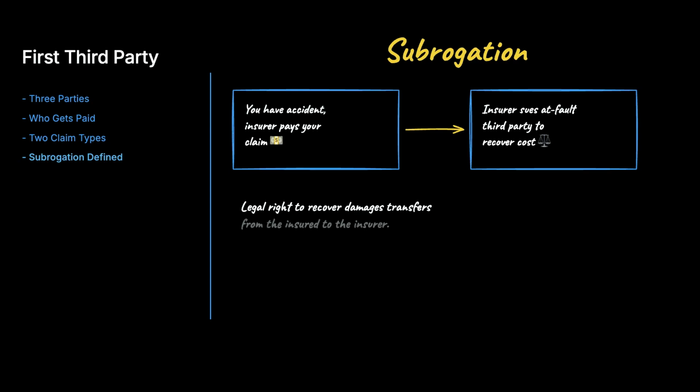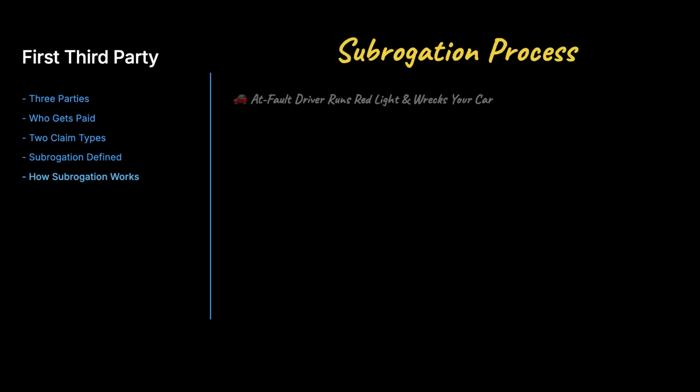This brings us to subrogation, one of the most elegant ideas in insurance. Subrogation is the transfer to the insurer of the insured's legal right to recover damages from a responsible third party. In plain English, after your insurer pays your claim, it steps into your shoes and pursues whoever actually caused the loss.